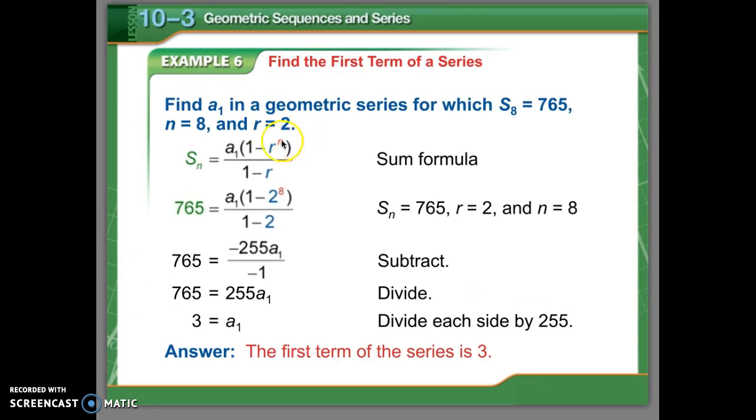So this time, again, we're starting with the sum formula, the first version of the sum formula. We know the sum, we're going to plug that in. We know the common ratio is 2, we're going to plug that in everywhere we see r. And we know n is 8, so we're going to plug that in for the n in the formula as well. Once we plug that in and simplify down, we get 765 equals 255 times a1. We're going to divide each side by 255, and we get a1 is 3, so the first term in the series is 3.